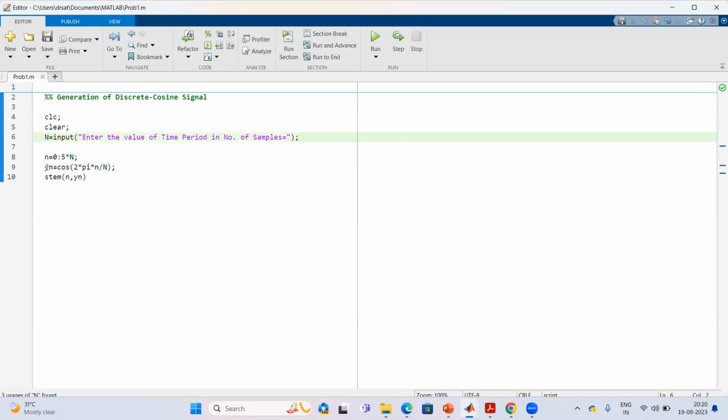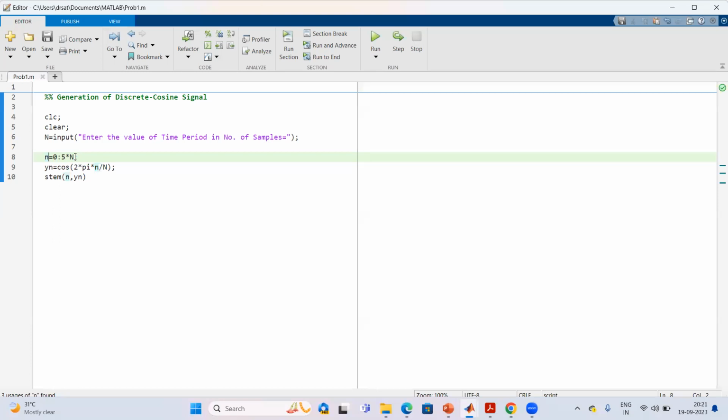And then here you can see that I have defined the time index variable, which is going from 0 to 5 into capital N, right? So it will be generating total 5 cycles. So as per your requirement, you can control the number of cycles that you would like to generate. Because it is a discrete cosine signal that we are going to generate, this small n, which is the time index, should be an integer value. It cannot be a fractional number, right?